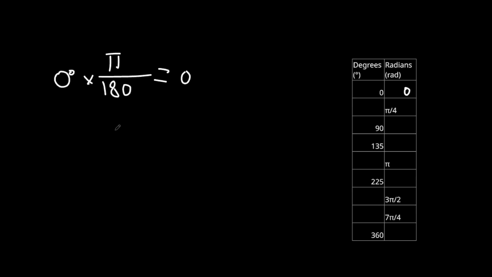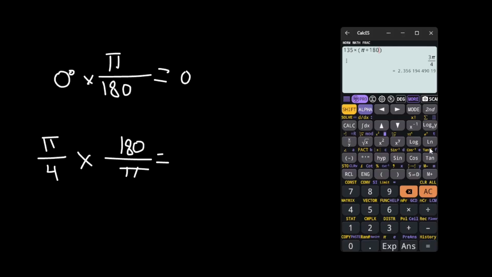Now we can do the next one, pi divided by 4. We're given radians, so that means radians is in the denominator. The pi goes here, and the 180 goes on top. Now, let's put this in a calculator really quickly. Let's clear this, and then let's do this.